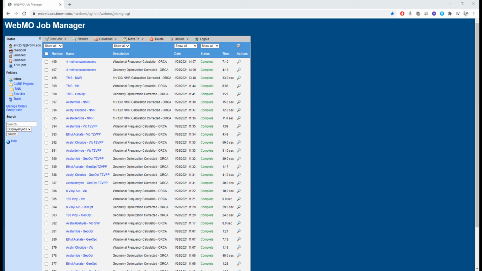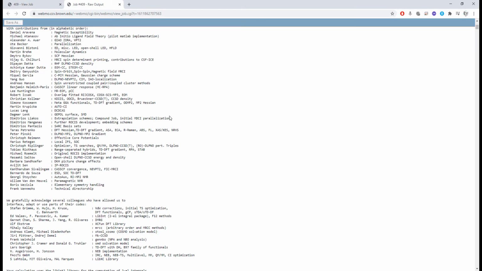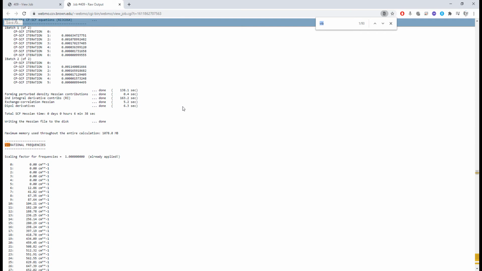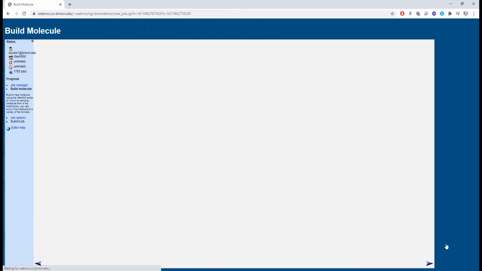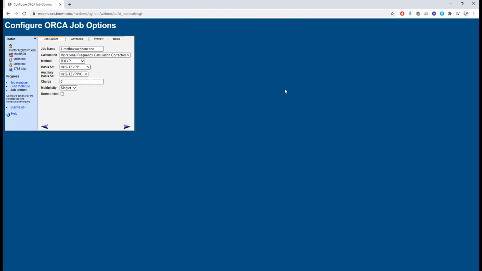So for us to be able to calculate and simulate a UV vis spectrum, what we first have to do is go through, do a geometry optimization and frequency vibration calculation, and make sure that the frequency vibration calculation worked successfully. So I'm just checking right here the one that I did. I can see here there are no negative modes, so we're all good.